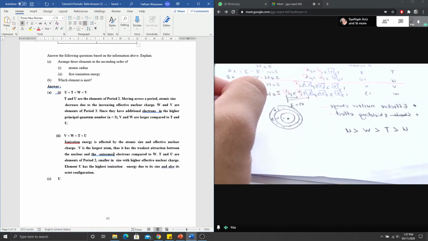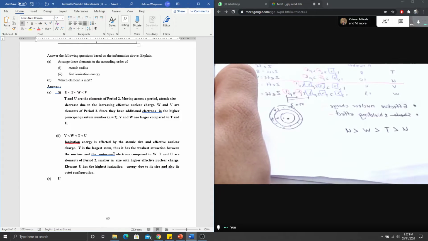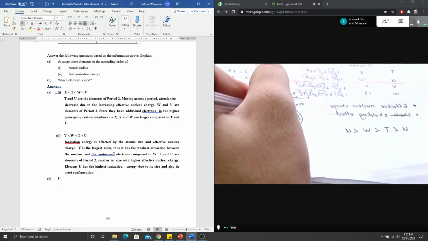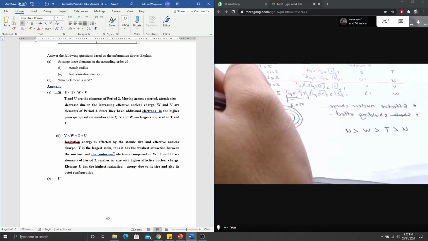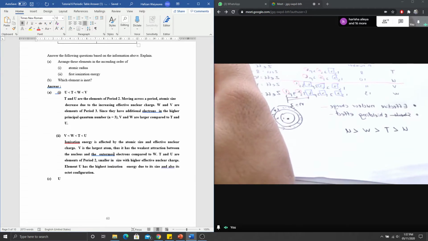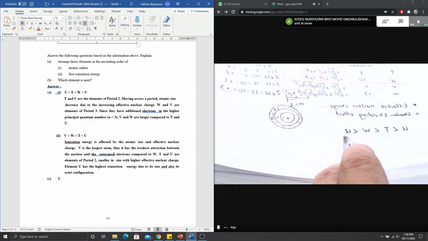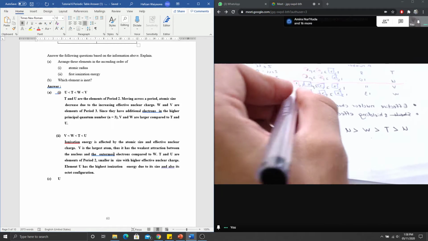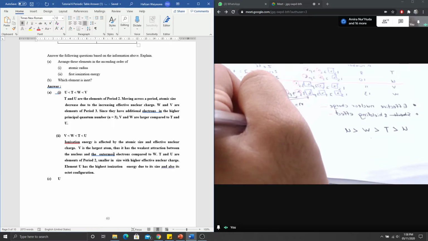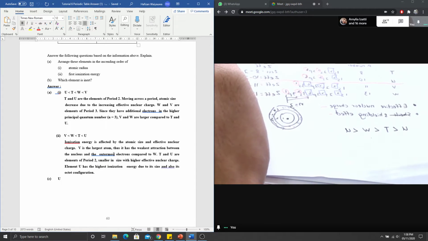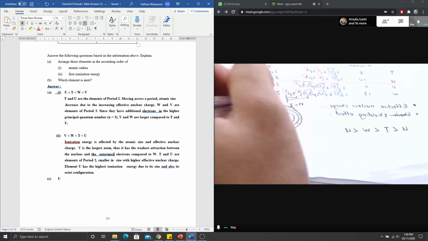Tapi since diorang, nampak tak? Diorang ditarik oleh Z efektif at higher, plus 3 kalau compared to V. V pun around have 3 juga. So dia punya elektron dekat sini juga. Tapi V ditarik less dengan plus 1 while W tarik dengan plus 3. So that's why W is smaller than V. Okay, boleh? Faham tak? Sebab kalau dia orang ada 3 je, maksudnya dia orang have around the same. Even though kalau dia sampai 3D pun. Okay, around the same area.